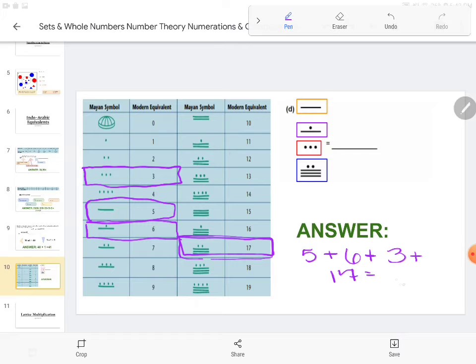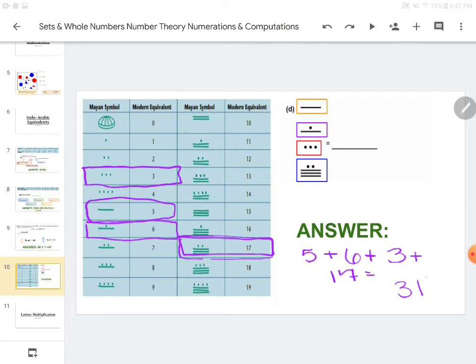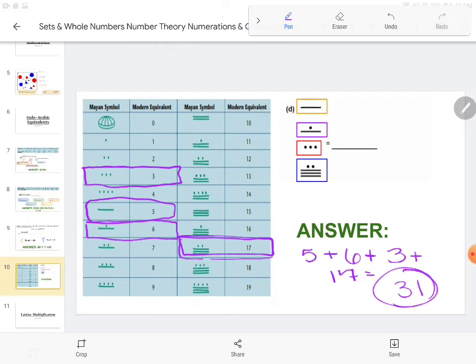Which means our solution should be 31. Again, this is very, very simple. As long as you have a key or something to reference that'll help you, it's very simple to solve for these problems.